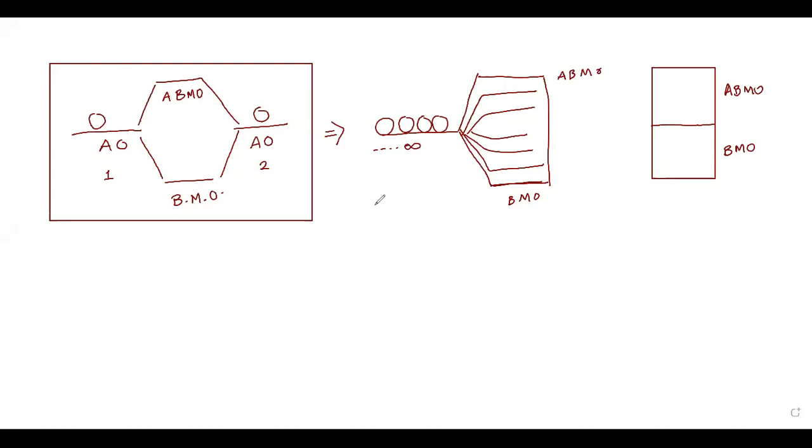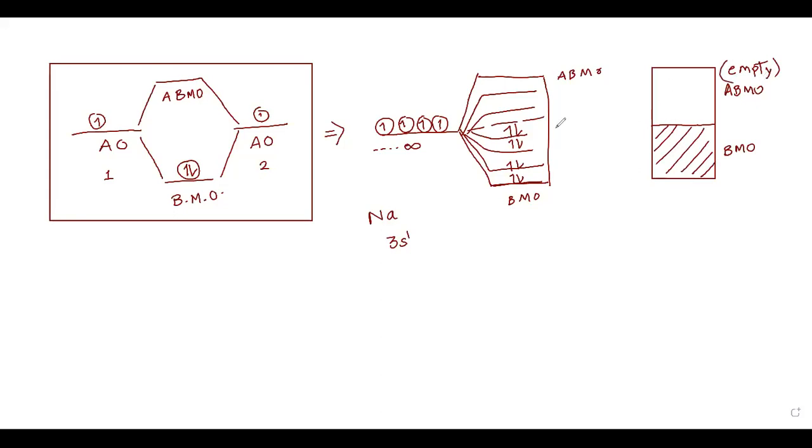Imagine an example of, let us say, sodium, which has only one electron per atom. So if there is one electron per atom, all the electrons will be filled in the bonding orbital. Same way here also, all electrons will be filled in the bonding orbital. This means the anti-bonding orbital will be completely vacant.